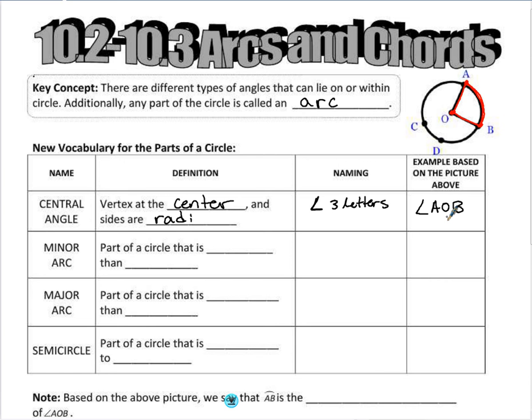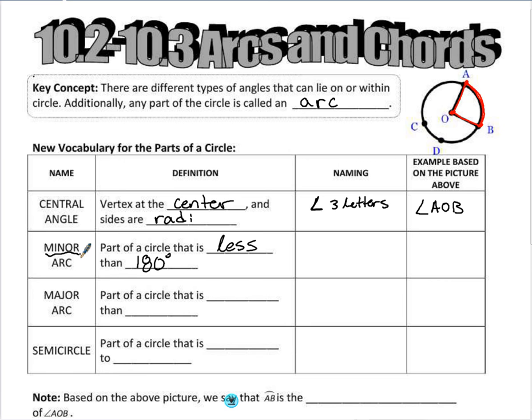So then let's go ahead and look at minor arcs. Minor arcs are part of circles that are less than 180 degrees. So when you think minor, you think of something smaller, right? Minor is usually associated with something that's less significant or smaller. So again, part of a circle that's less than 180 degrees would represent a minor arc.